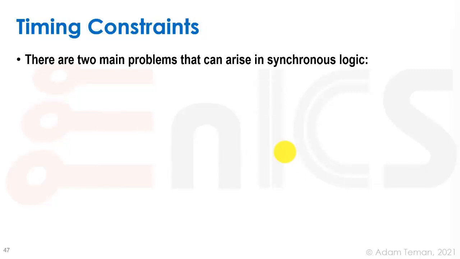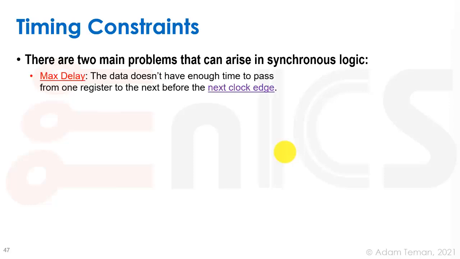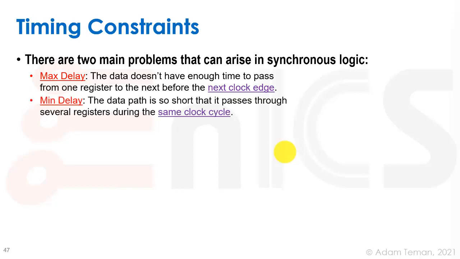There are two main problems that can arise in synchronous logic. The first one is called max delay. In this case, the data doesn't have enough time to pass from one register to the next before the next clock edge. The other one is min delay. Min delay is always very confusing at first when you start to hear about it. Stay with me. I'll try to explain it to you throughout the lecture, and towards the end of this section we'll hopefully understand what min delay is about.